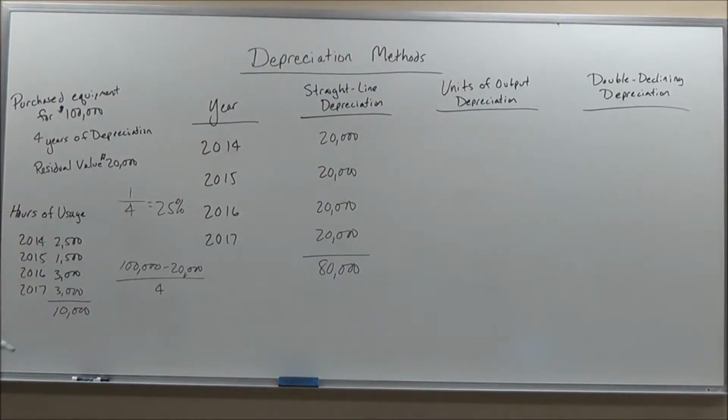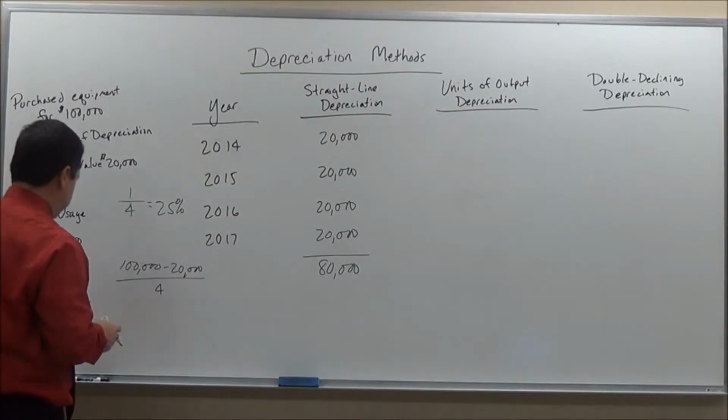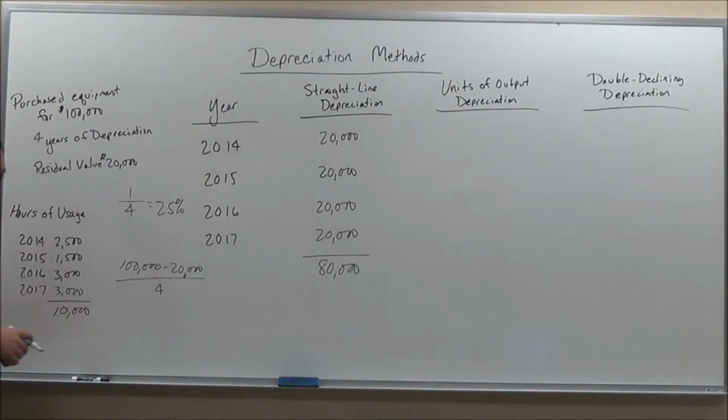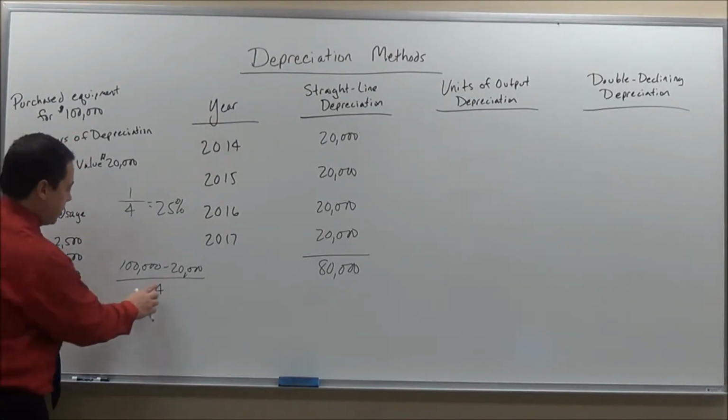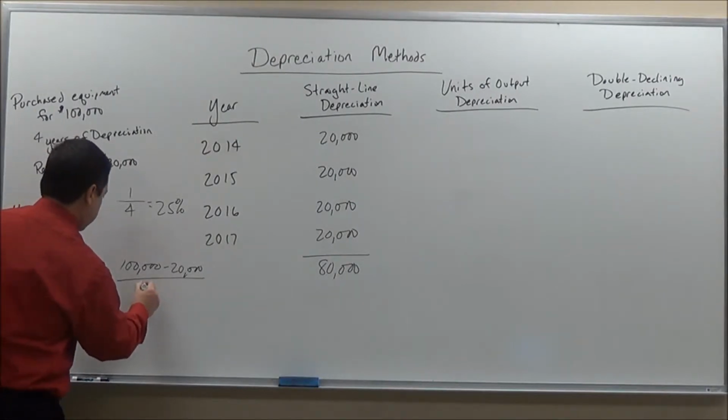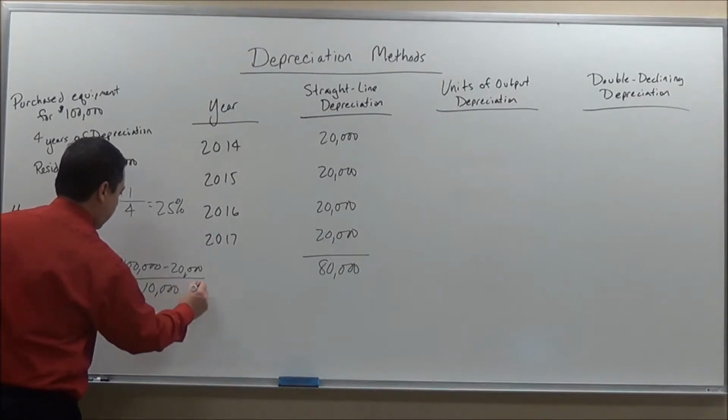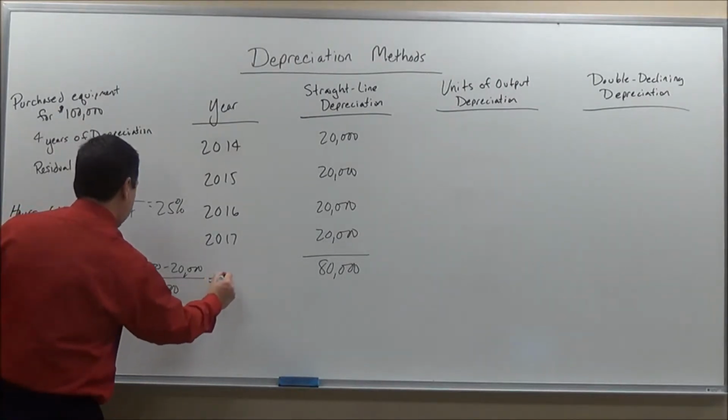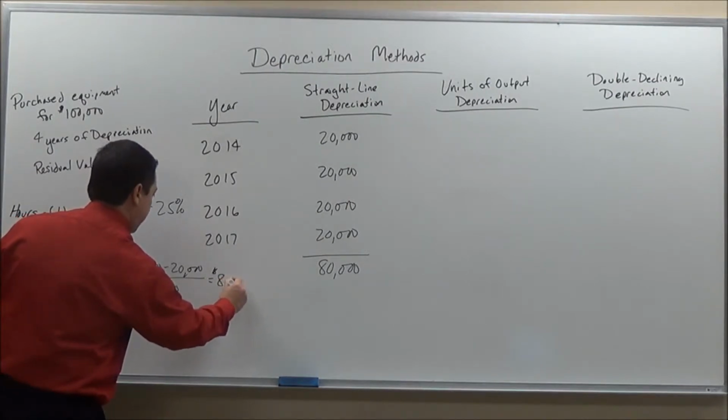So what we want to do is figure out how much that is per unit. To figure this out, I have a total of 10,000 hours that we are going to be using as depreciation, and we have $80,000. So I will basically take this amount divided by 10,000 hours, and that will give me $8 per hour.